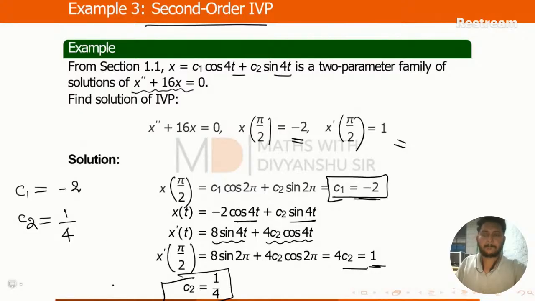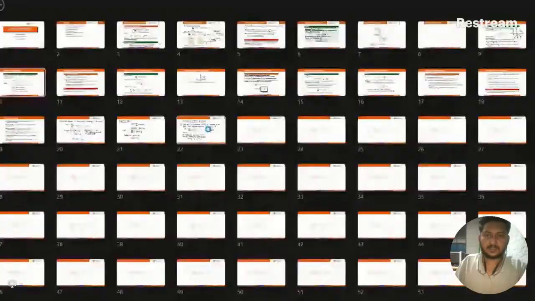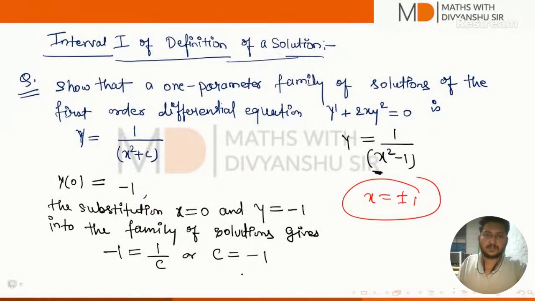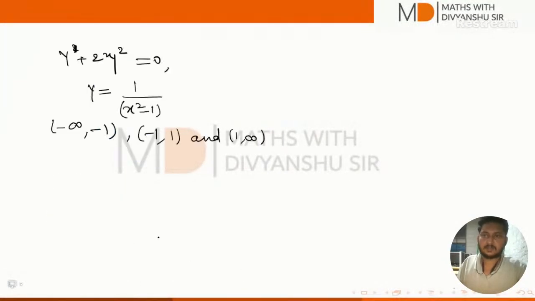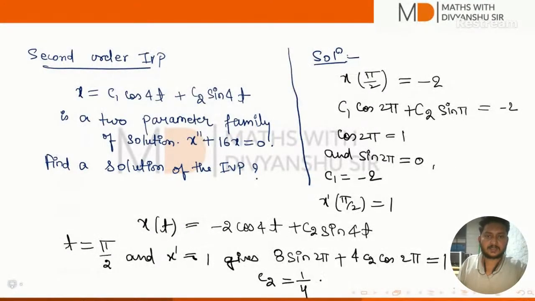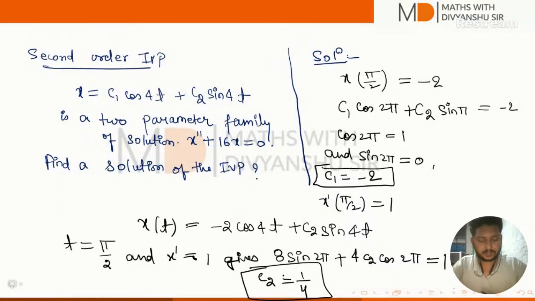Okay. So come to my slide. Here c1 is equal to minus 1? Okay, here c1 is equal to what? Actually, I calculate now. c1 is equal to minus 2 and c2 is equal to 1 by 4. Hopefully you understand this, and apply the second initial condition here. So you get this c2 is equal to 1 by 4.